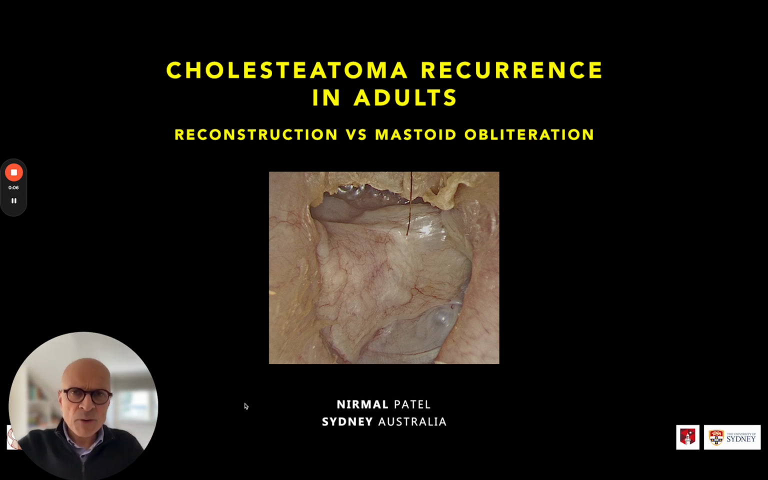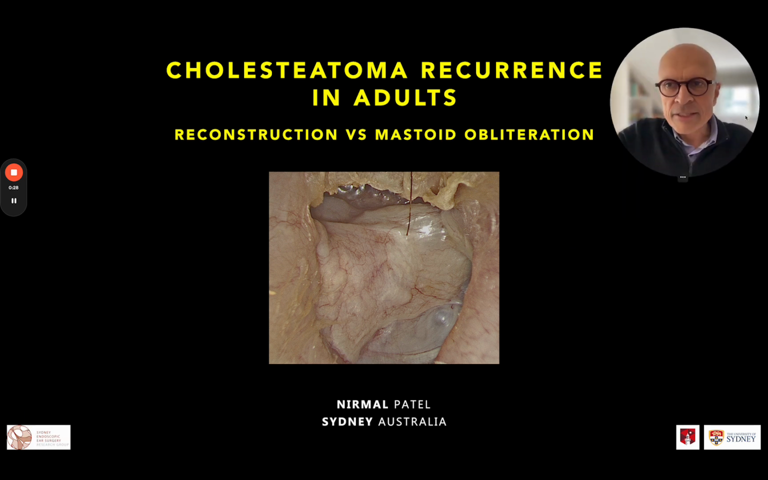Today, about the specific question of cholesteatoma recurrence in adults. I wanted to answer the question for you with the current evidence as to whether a particular surgical reconstructive technique, that is attic reconstruction, compared to mastoid obliteration, might be the way to go to try and reduce the recurrence or the re-retraction of cholesteatoma in adult patients.